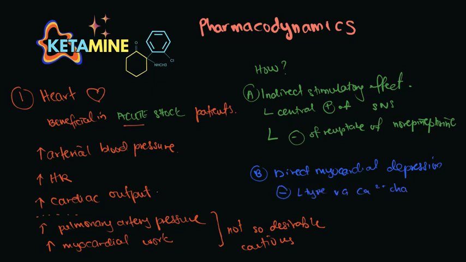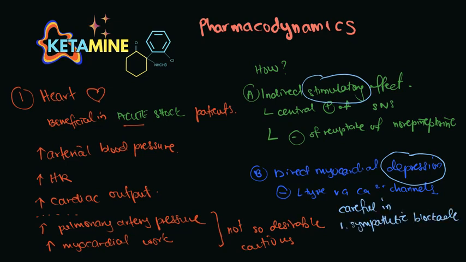However, ketamine is a double-edged sword where it also acts as a direct myocardial depressant via its action of inhibition of L-type voltage-gated calcium channels. So keep in mind when you're using ketamine that it has both stimulatory and depressant effects.